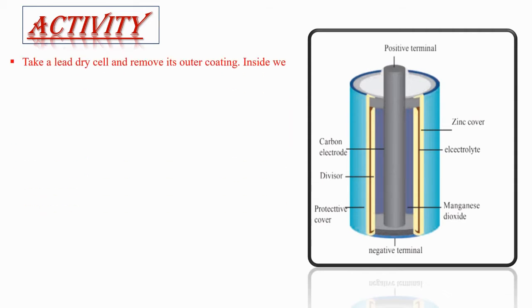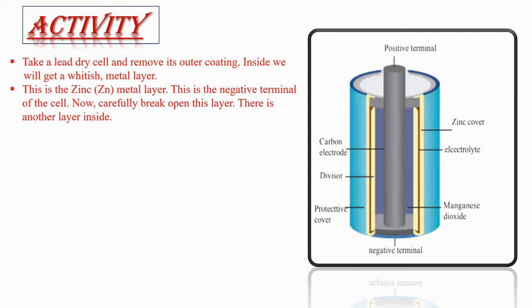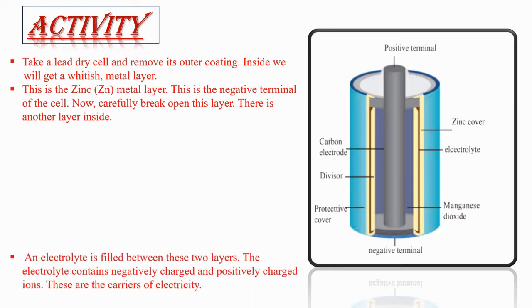So students, take a dry cell and remove its outer coating. Inside we will get a whitish metal layer. This is the zinc Zn metal layer, as you all can observe in the diagram. This is the negative terminal of the cell. Now carefully break or open this layer. There is another layer inside.